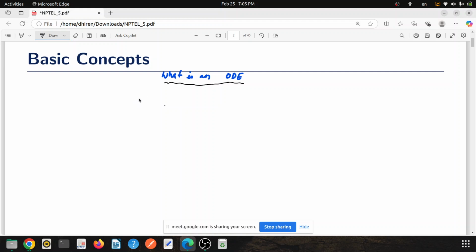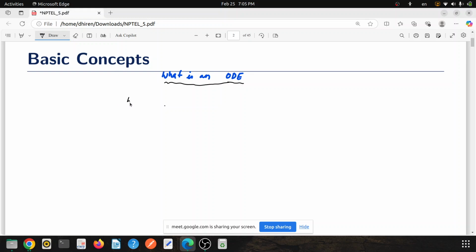So I'll start with basic definition, then we will see some of the types of differential equations, how to deal with some sort of differential equation and how to solve them. There are various ways to solve differential equations. So I'll solve few of the problems. So let's start with what is an ordinary differential equation.